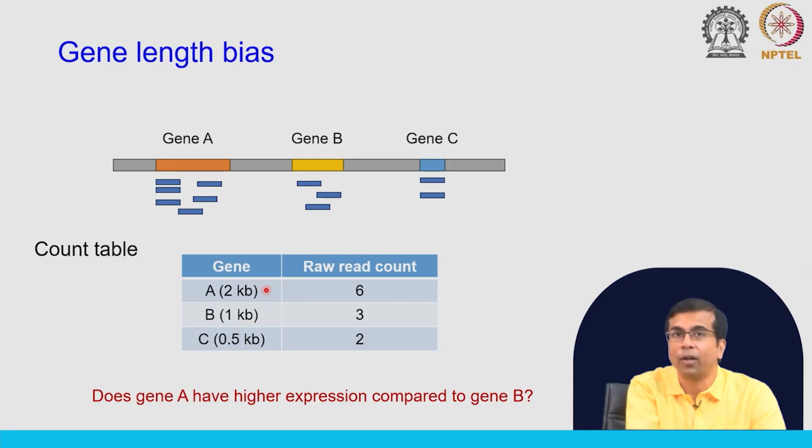Because gene A is longer, the length is 2 kb compared to 1 kb of B, and it should have around 2 times more reads mapped to it. So, this tells us that this is not true. Gene A and gene B probably have very similar expression levels. You can now see that when we account for these biases, the answers to the questions become clear, and we are actually getting the right answers. We are not making wrong inferences.